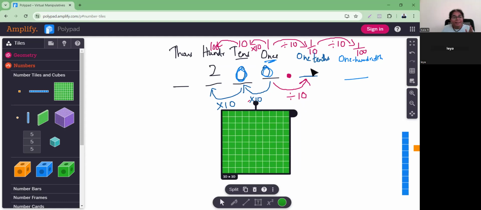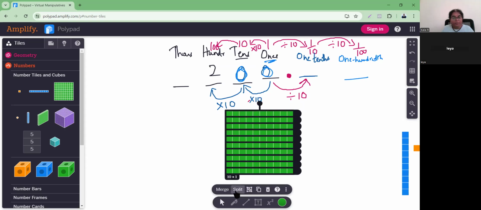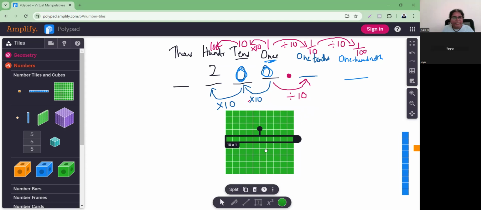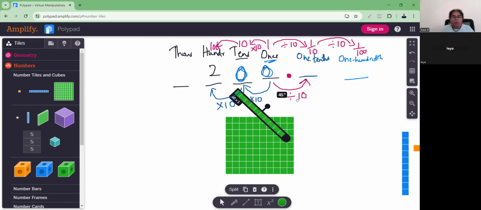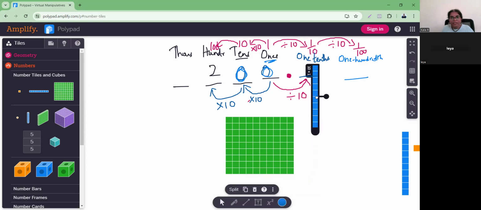Now, 1/10 means what? In this one, you're splitting it into 10 parts. I'm splitting it into 10 parts, and only one part of it, only 1/10. If this entire square is a 1, then this is a 1/10, this is a 2/10, 3/10, 4/10, 5/10, like that. Fraction again, right? So this is a 1/10. So this will come here. That means I can show this place with this rod.